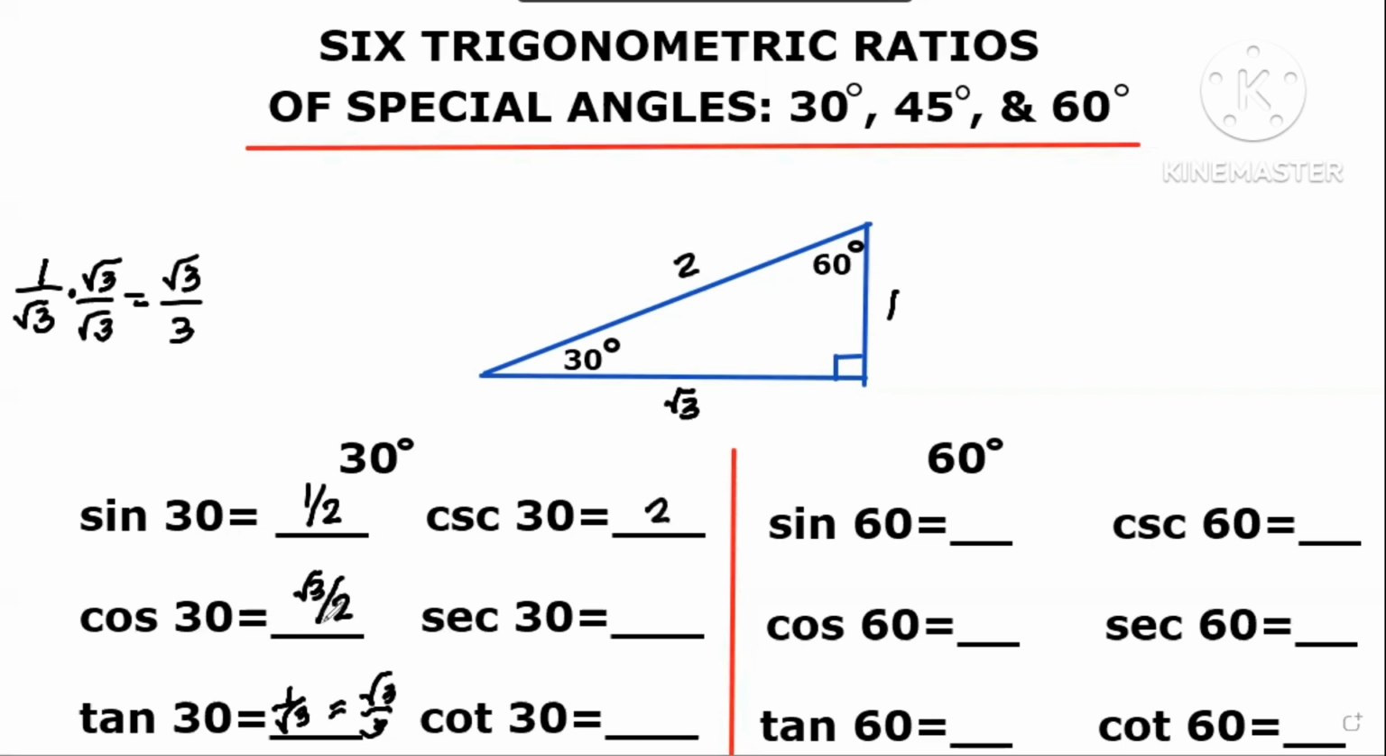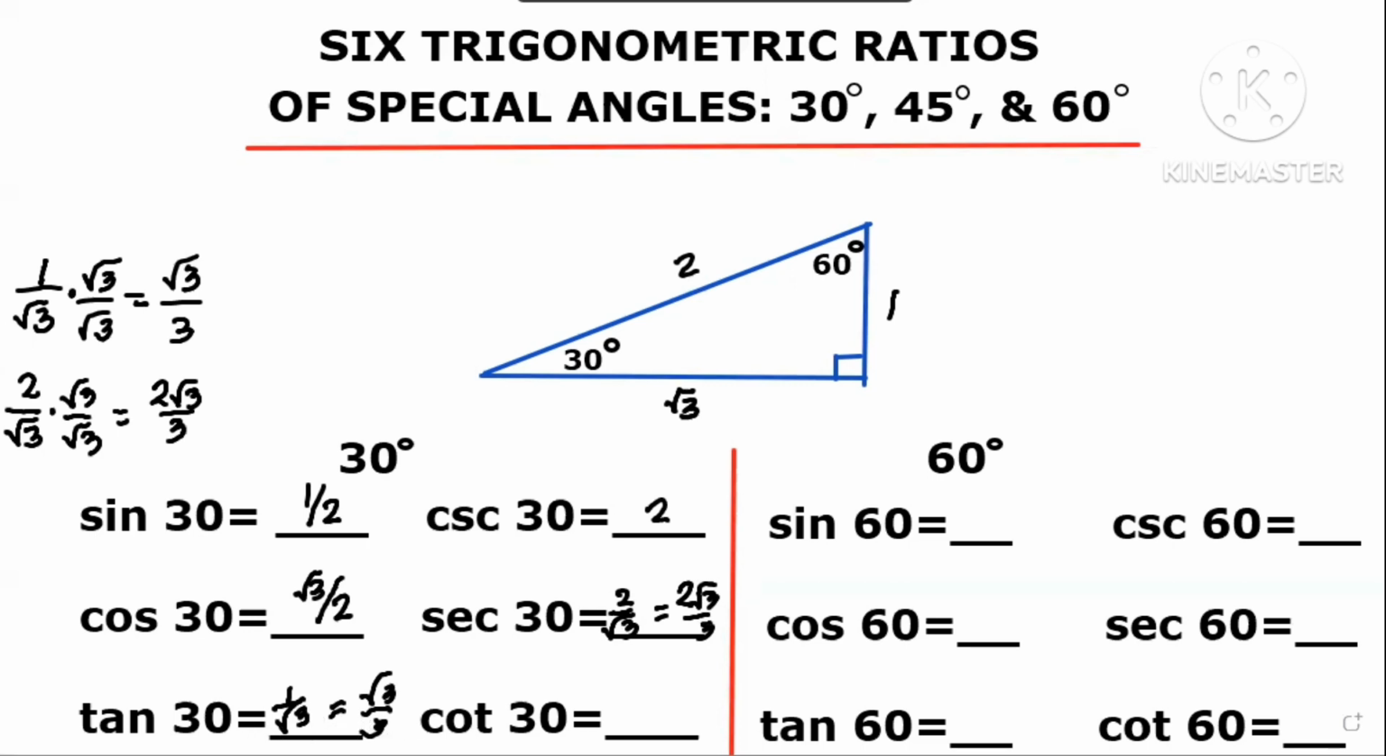So pag ito po ay binaligtad natin, that is equivalent to 2 over square root of 3. And then let us rationalize, multiply by square root of 3 over square root of 3. Ano po ang lalabas? That is equal to 2 square root of 3 over 3. So 2 over square root of 3 is the same as 2 square root of 3 over 3.